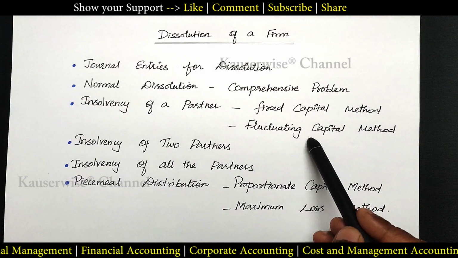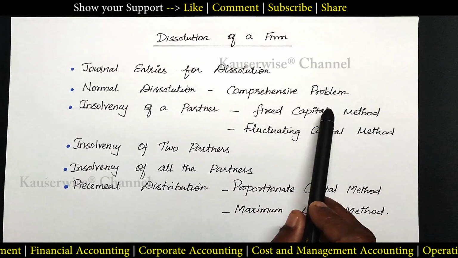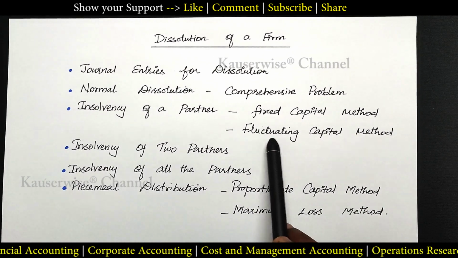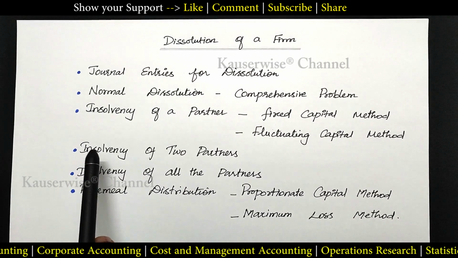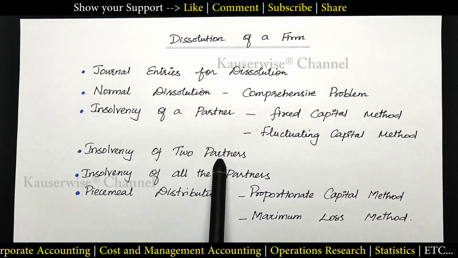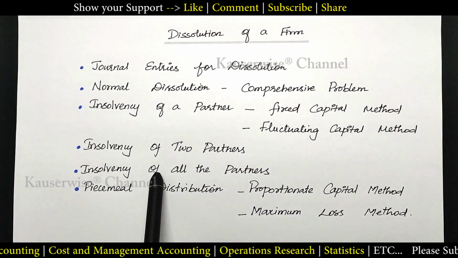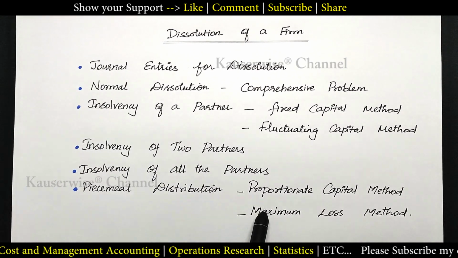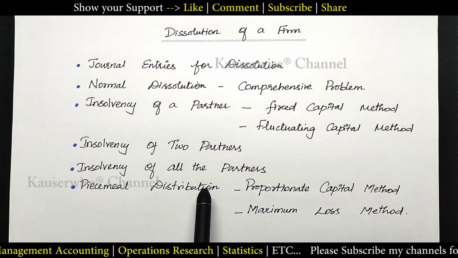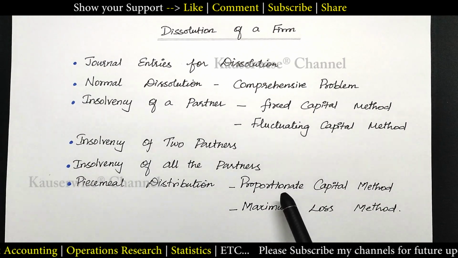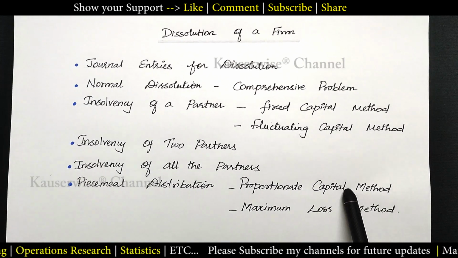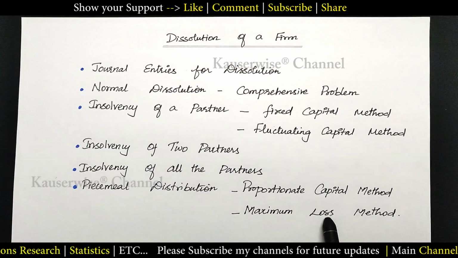It has two different methods. The first one, fixed capital method, and the next one, fluctuating capital method. And the next one, insolvency of two partners, and then insolvency of all the partners, and finally piecemeal distribution. And it has two different methods. The first one, proportionate capital method, and the next one, maximum loss method.